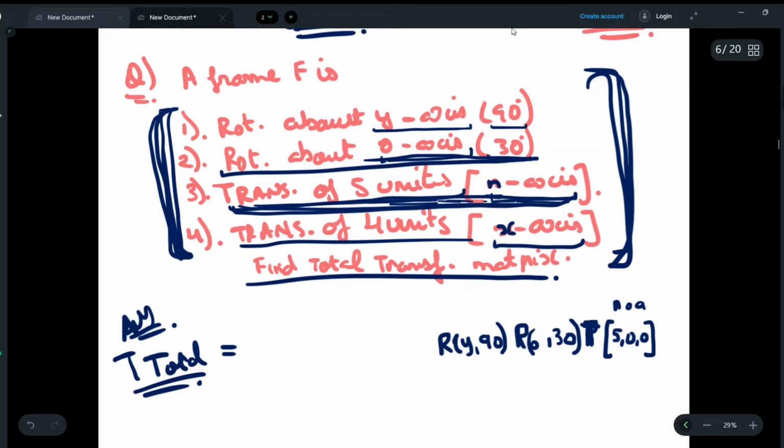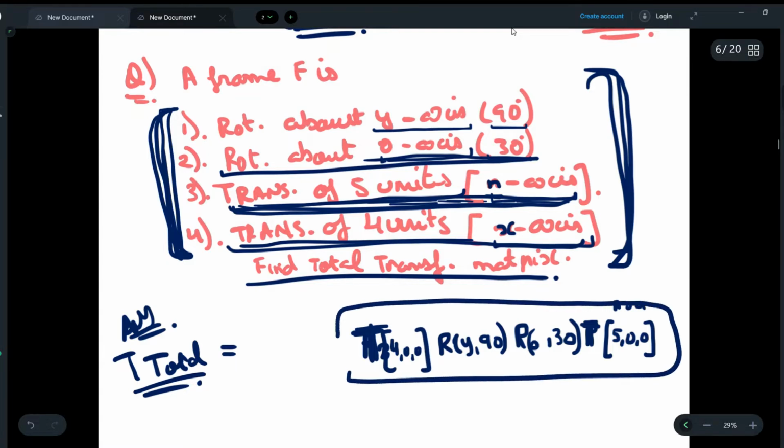Now lastly, we have a translation of 4 units about the x axis. Remember that whenever we have the x, y and z coordinate reference system, we will be using the opposite order given in the question. So here we will not write x over here, we will be writing x over here. That is a translation of x about 4 units, that is 4, 0, 0. So this is the order in which the matrices will be multiplied. This order is very important. If you jumble up even one of the matrices, your answer will come out completely wrong.